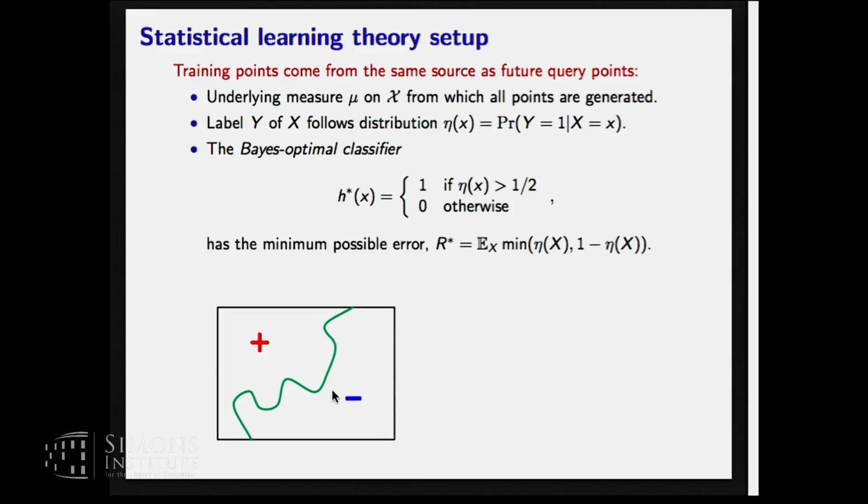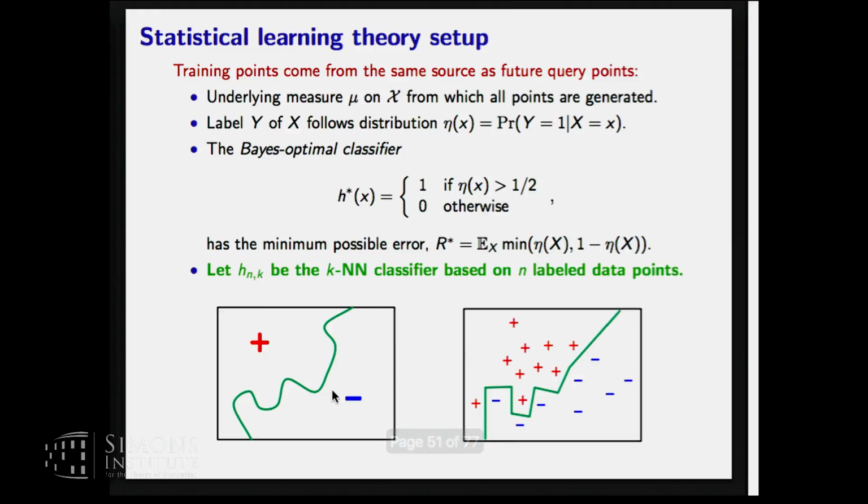Now we assume that there's some underlying distribution mu from which the points come, and at any value of x, the label is stochastic. The chance that it's 1 is some eta of x. The very best classifier is one that at point x predicts 1 if eta is greater than a half, otherwise predicts 0. That's called the Bayes optimal classifier, and it achieves the best possible error, r star. In general, this Bayes optimal boundary is something crazy, nothing that we can hope to nail down with a finite data set.